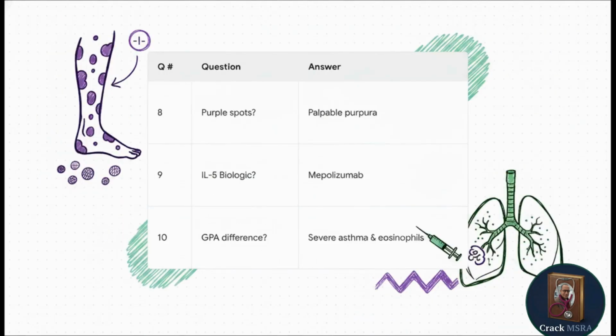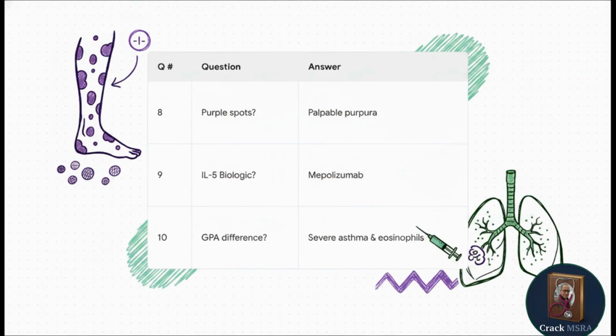Let's bring it home with the last three. What classic cutaneous finding presents as non-blanching raised purple spots on the lower limbs? That would be palpable purpura. Which monoclonal antibody targeting IL-5 is utilized as a steroid-sparing agent in relapsing or refractory non-severe EGPA? That's our targeted biologic, mepolizumab. And lastly, while both EGPA and GPA are ANCA-associated vasculitis, which key clinical respiratory feature present in EGPA is typically absent in classic GPA? The answer is severe adult-onset asthma, along with marked peripheral blood eosinophilia.